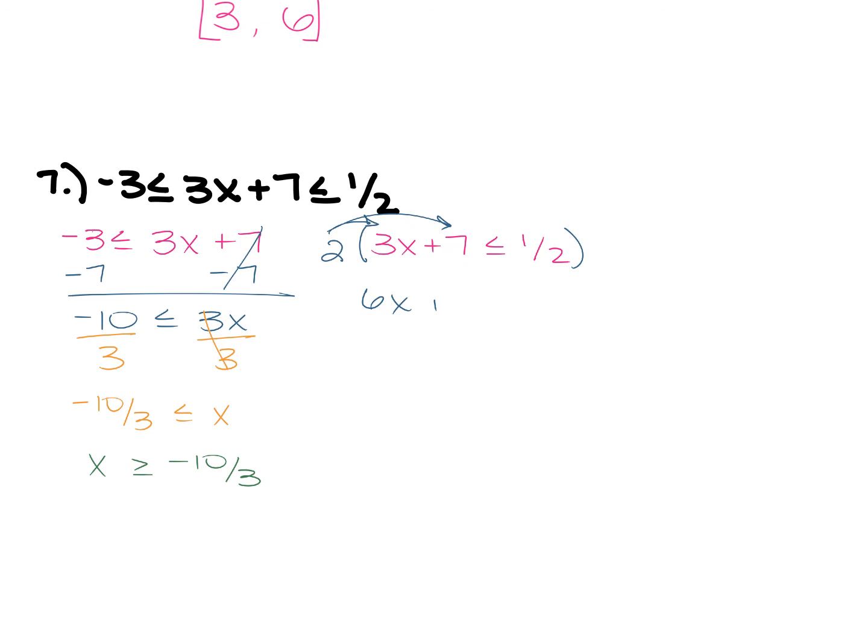So from here, we're going to move the 21 over and subtract it from both sides. This gives us 6x is less than or equal to -20. Then we're going to divide each side by the 6. And we have that x, what's wrong?